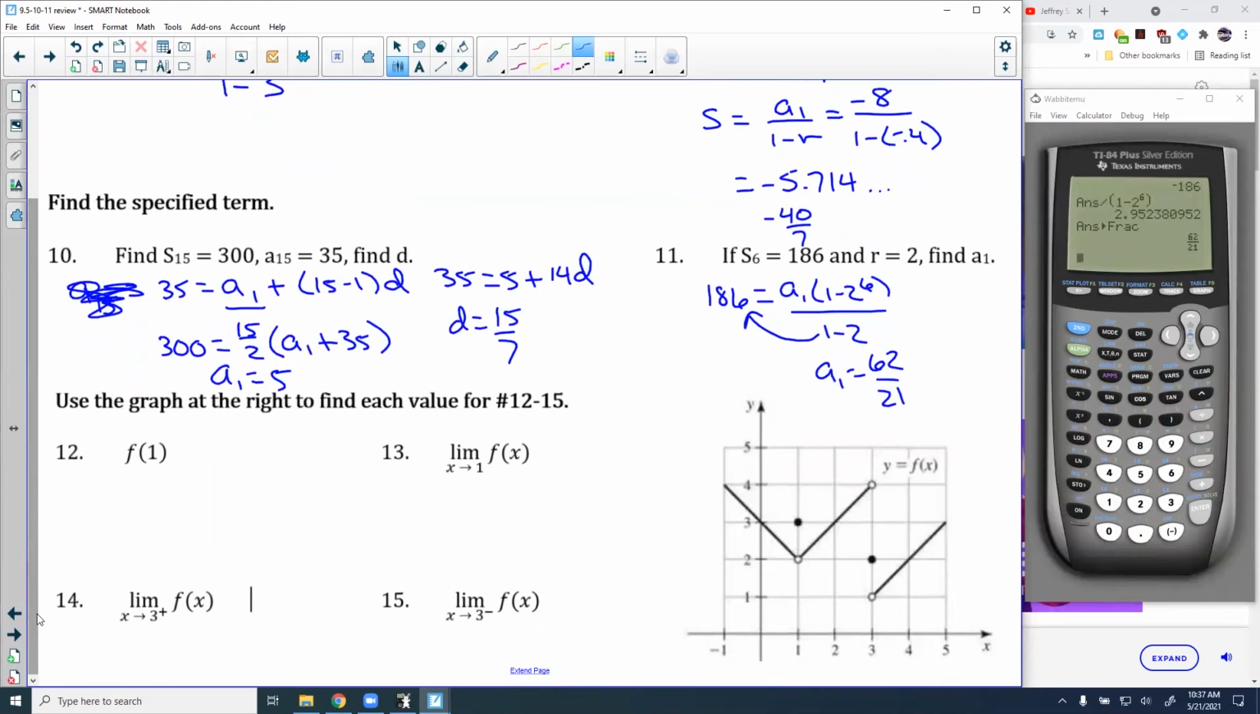Use the graph on the right to find each value for 12 through 15. f of 1 is right here at 3. The limit as x approaches 1 is right there at 2. The limit as x approaches 3 from the right, that's at 1. The limit as x approaches 3 from the left is up here at 4.